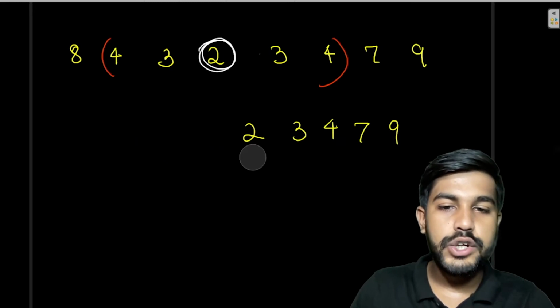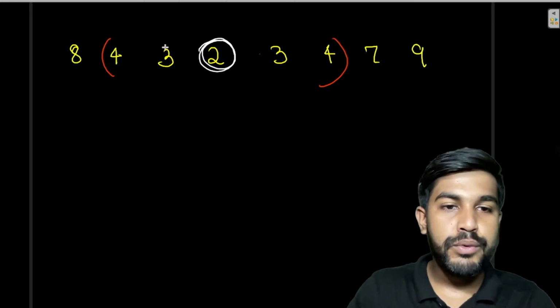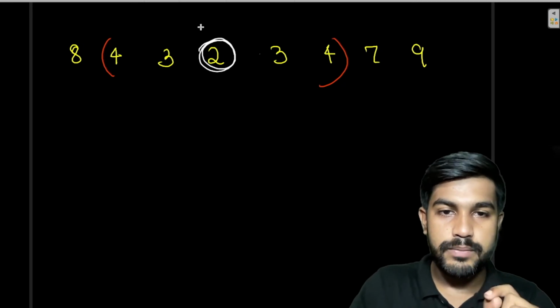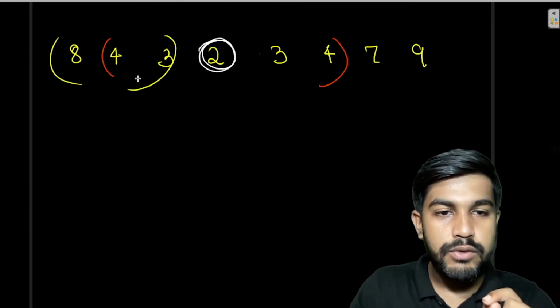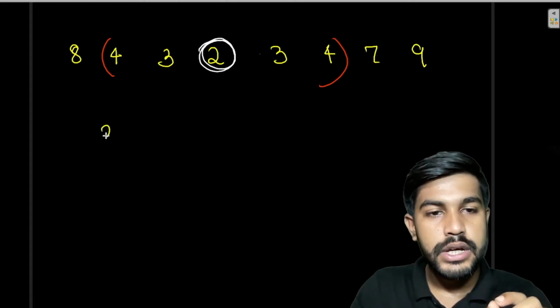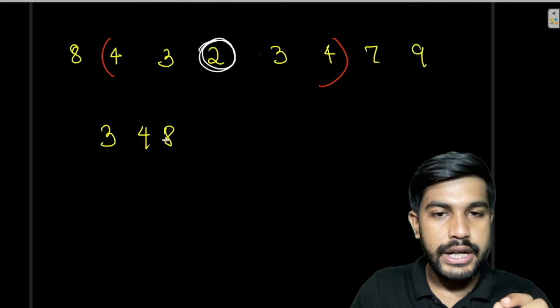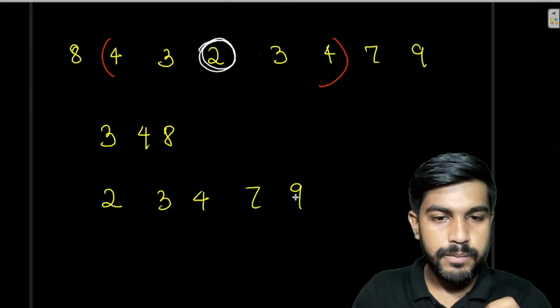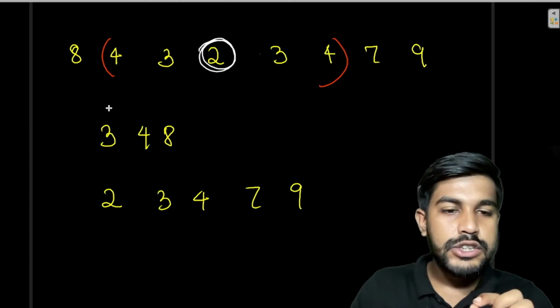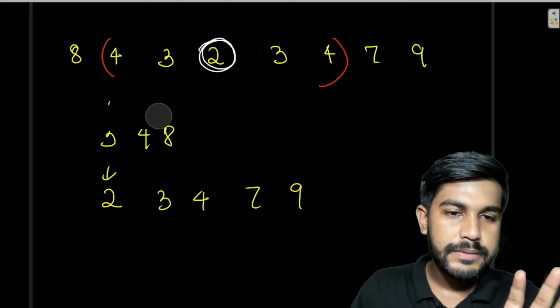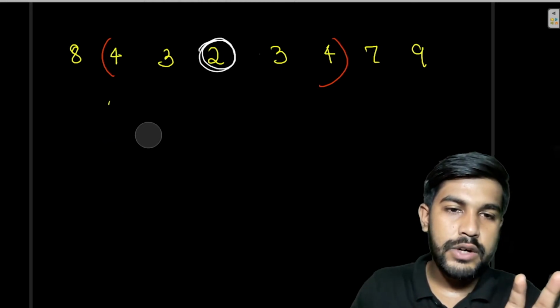So next we need to move forward. Now we would move forward to this one, that is 3. Okay, so now this part would get reversed. So 8, 4, 3 would be reversed to 3, 4, 8, and the next one would be 2, 3, 4, 7, 9. Okay, so first this is done. So now this is not matching, this is not matching, so this is not the answer. Okay, so we now know this.